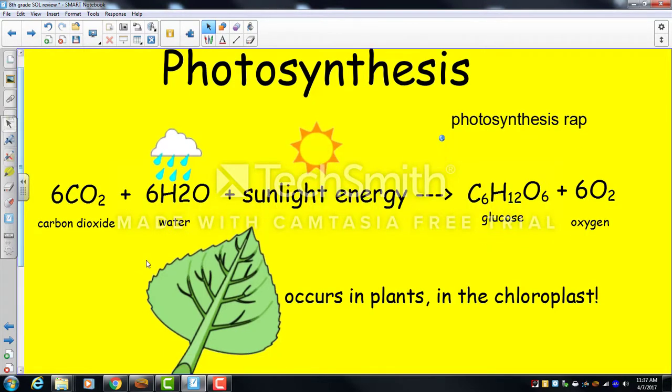Now, the exact opposite of the cellular respiration equation is photosynthesis. This is what plants are doing inside the chloroplast when the sun is shining. If it were not for this reaction right here, there would be no animal life on the planet. This photosynthesis reaction is probably one of the most important chemical reactions on planet Earth as we know it.